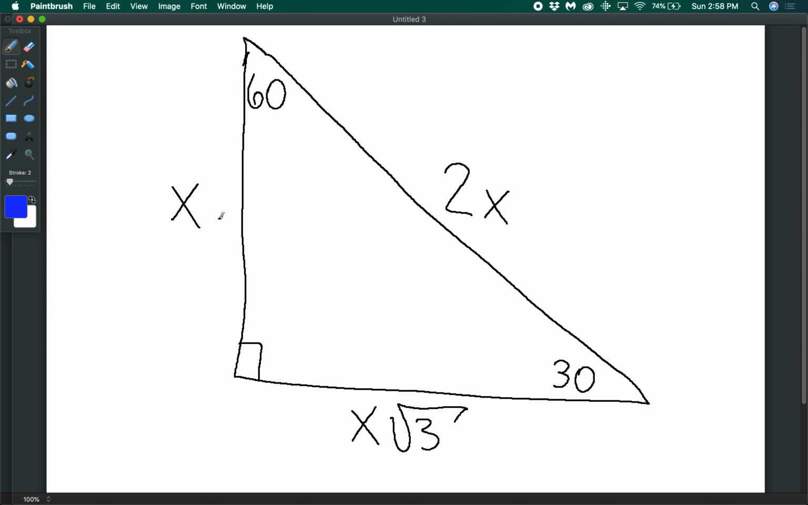So, let's see. Let's do this last one here. For this one, we're finding the area of a regular hexagon. Oh, I'm so sorry.